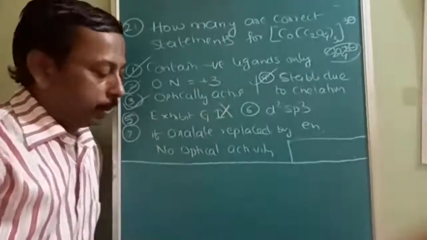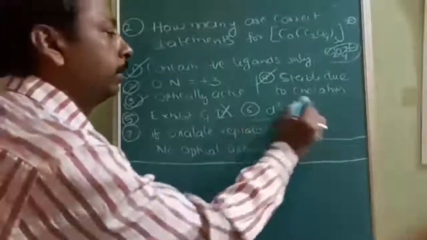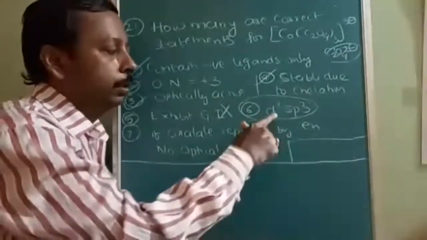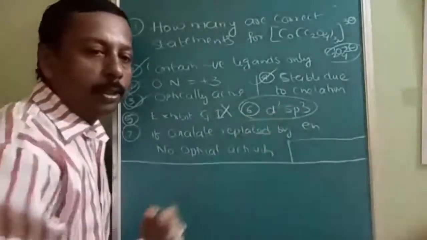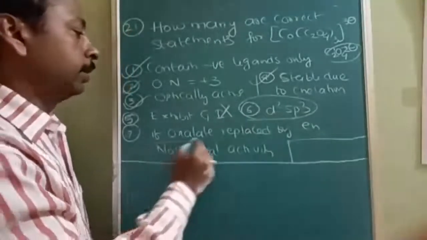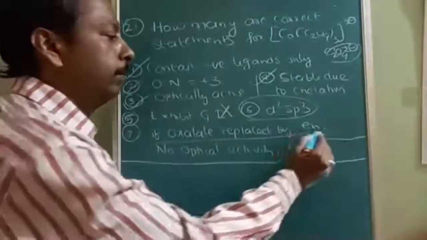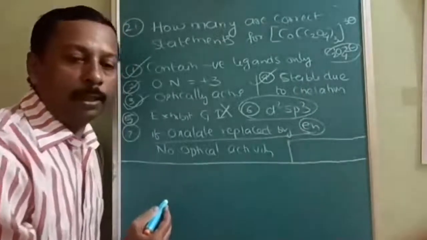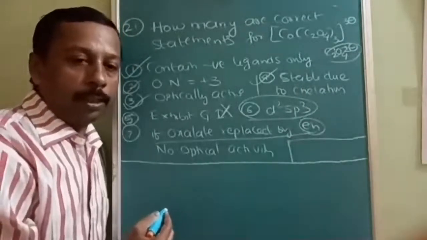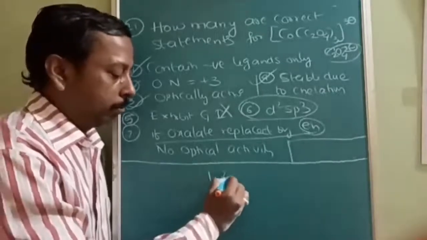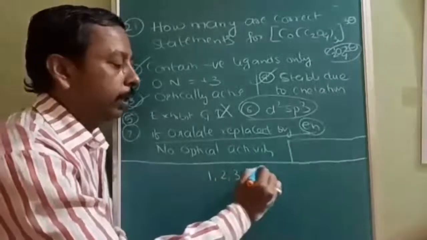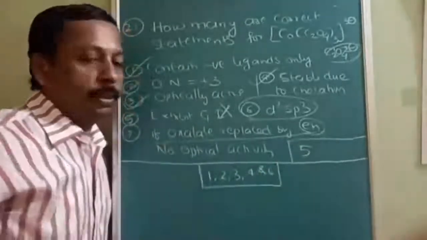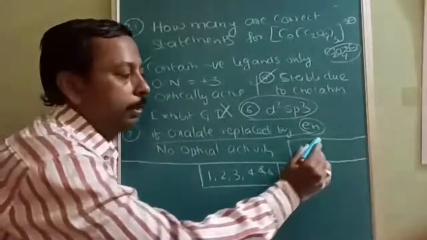And the sixth one? Hybridization is d2sp3. Pairing will take place, therefore it is going to be an inner octahedral complex. If oxalate is replaced by en, meaning ethylenediamine, does optical activity vanish? No, it is still optically active only. So the correct options are 1, 2, 3, 4, and 6. The number of correct statements is 5. The integer type answer is 5.